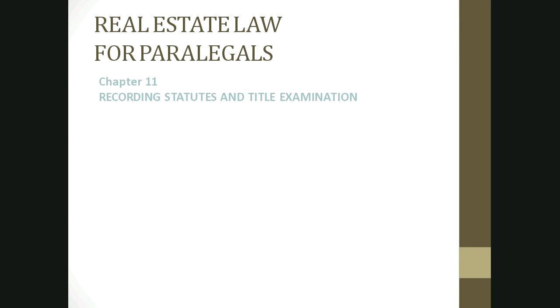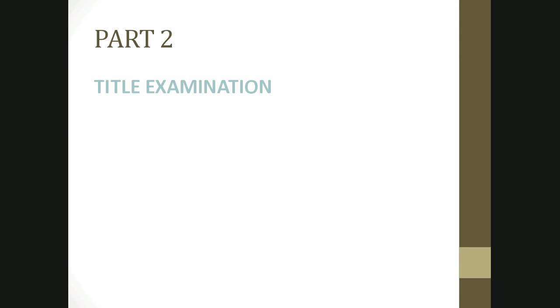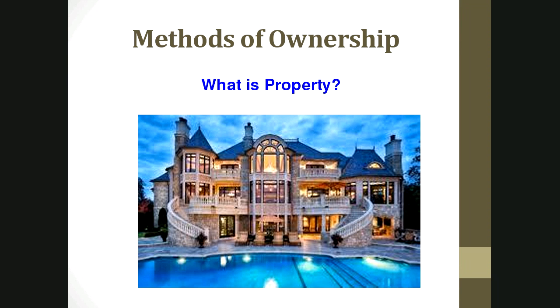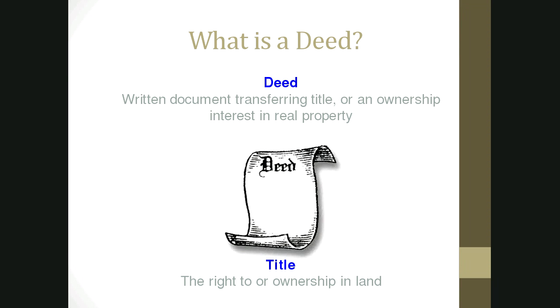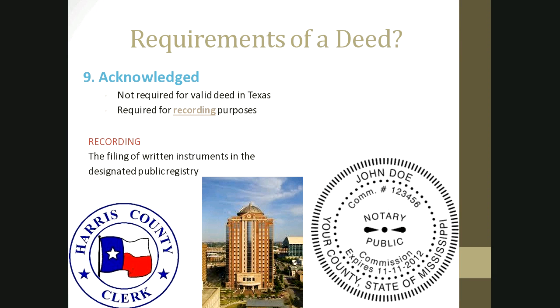All right, we're still in chapter 11 of our materials, learning about recording statutes and title examination. So now we're going to look at title examination in part two. We keep talking about ownership in property, and we talked about how we transfer that ownership through a deed. We know that ownership is title and title is ownership. We learned about the requirements of a deed, and we talked about recording.